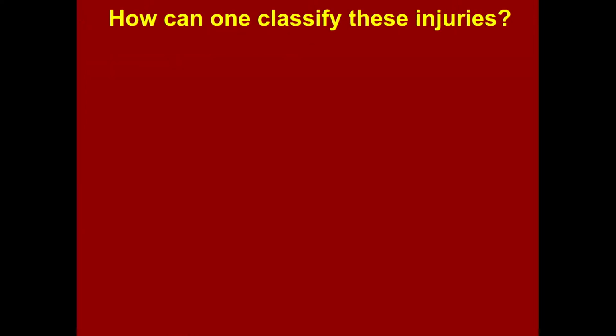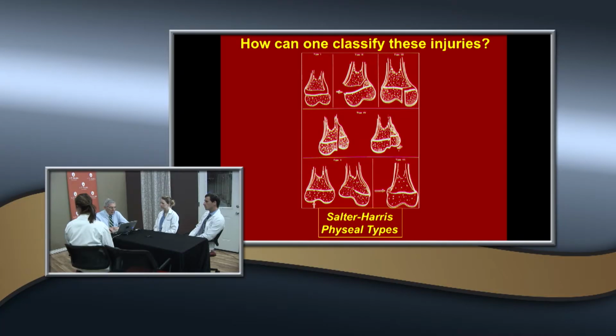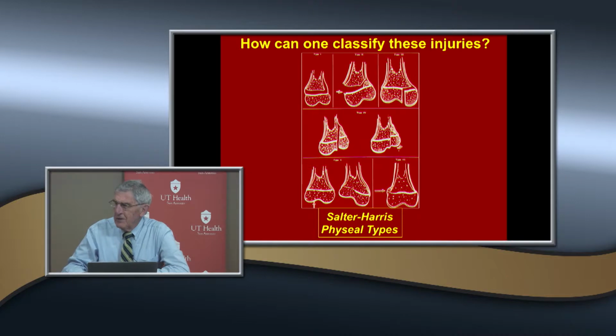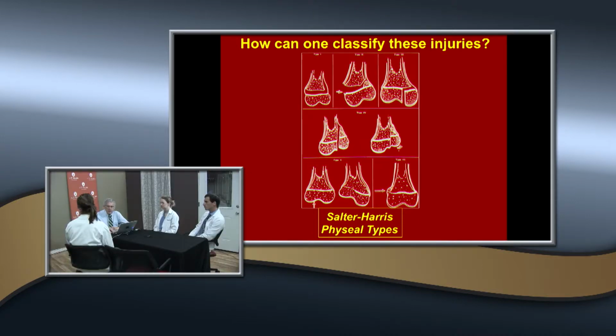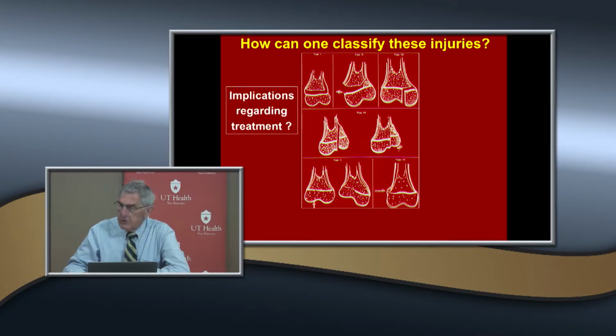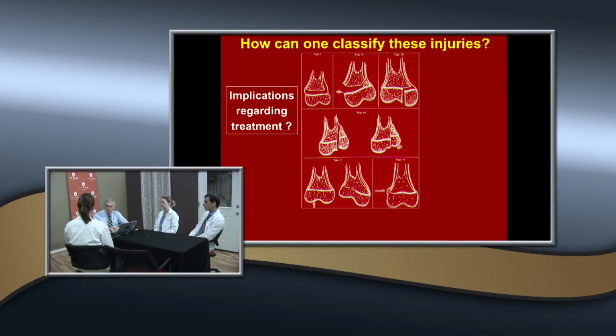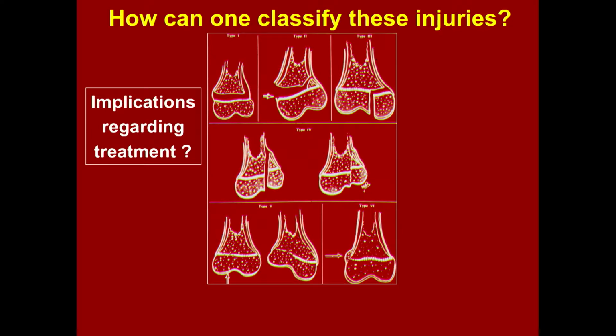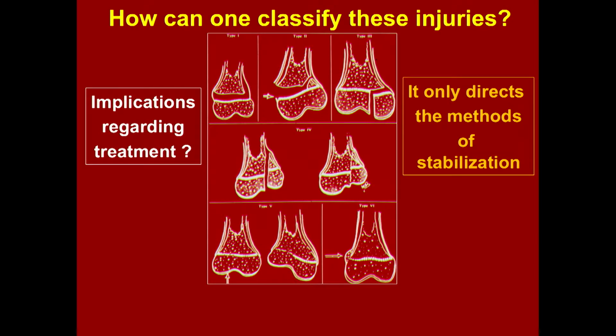So, how do you classify these injuries? The Salter-Harris. Yeah, but what does that tell you? Just the pattern. That's right. It just tells you the pattern. Does it tell you much about the treatment? Not really. Yeah, most of these physeal injuries, that's right. It doesn't really tell you a lot; it only directs the method of stabilization.